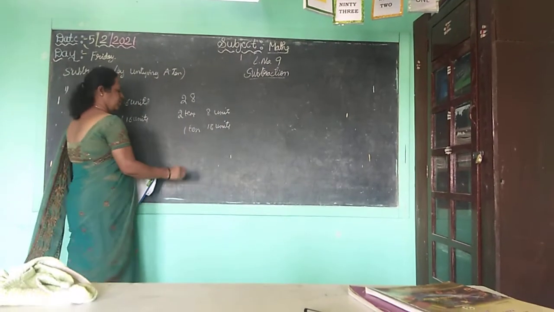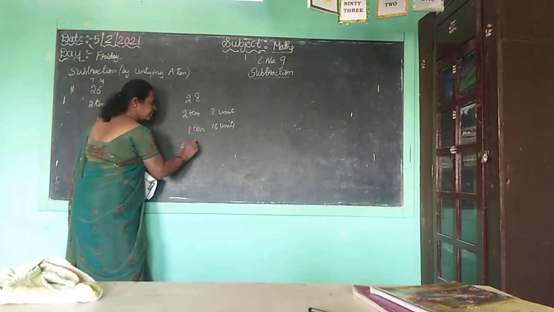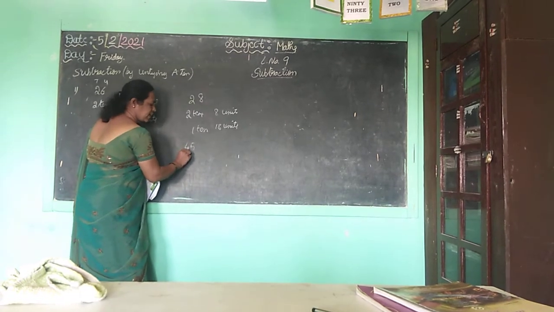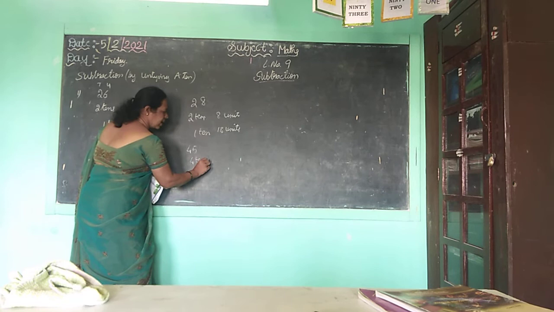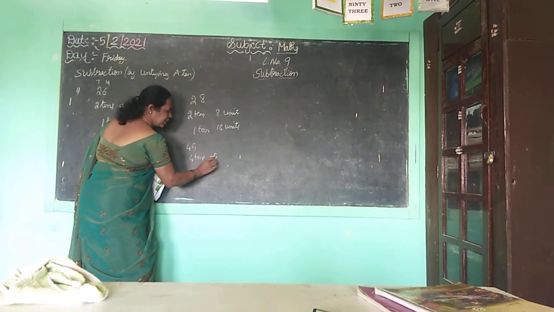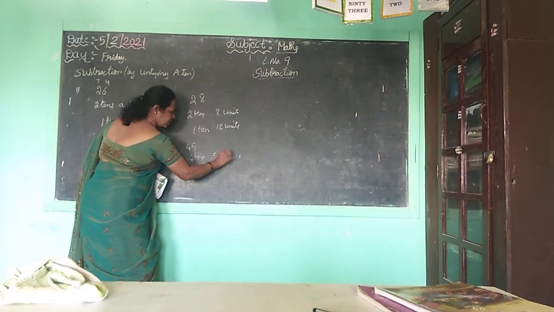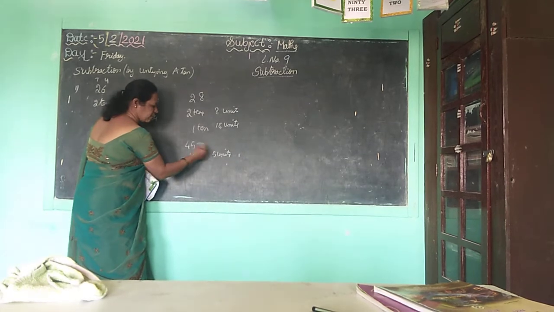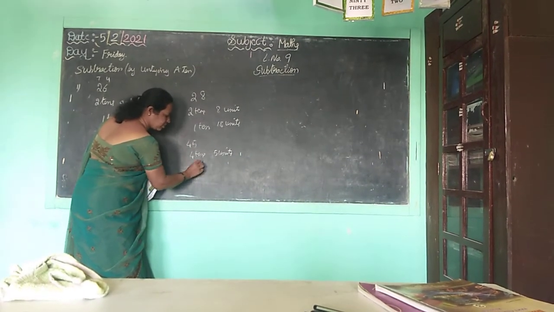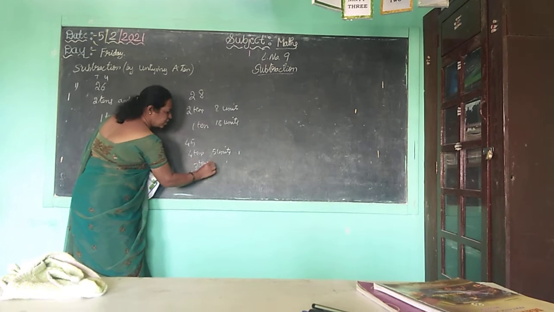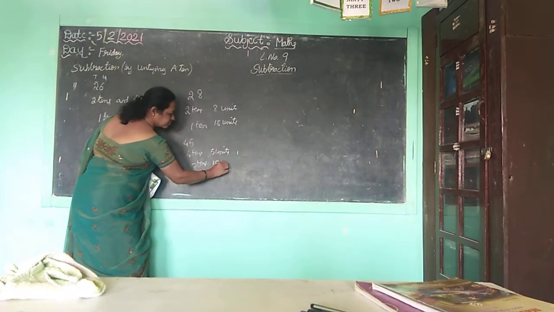If they give 45, what is there? 4 tens and 5 units. Untying a 10 means if you take 1 ten to the units, see how much remains. From 4 tens you take 1 ten, how much remains? 3 tens and 15 units.